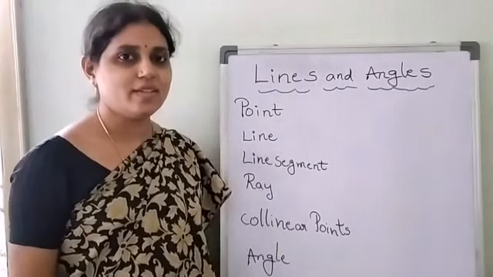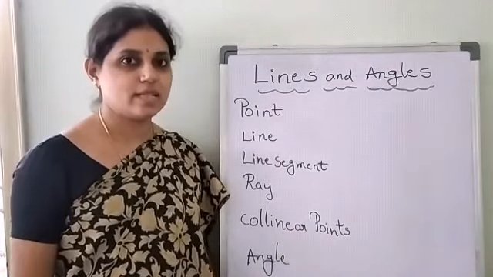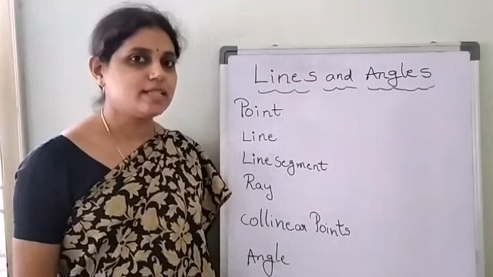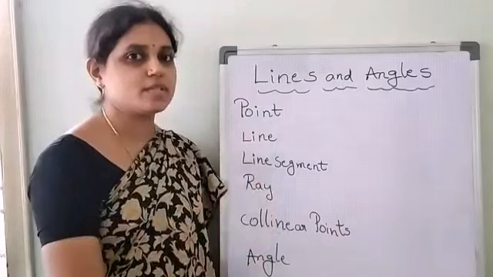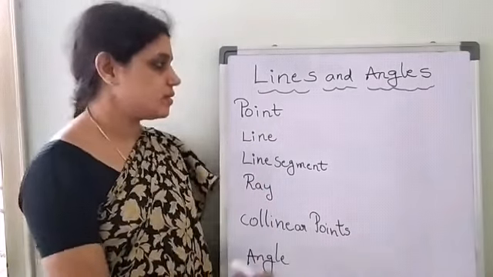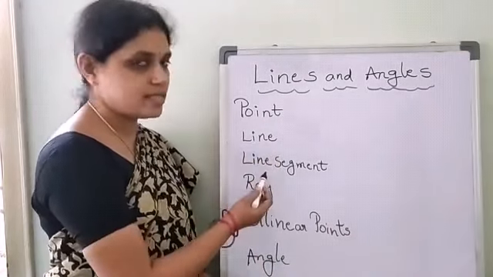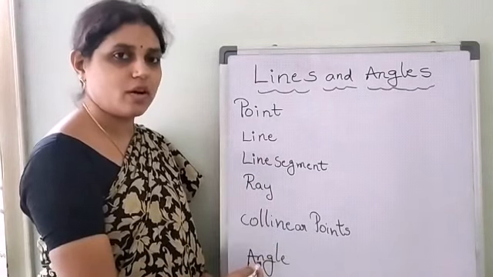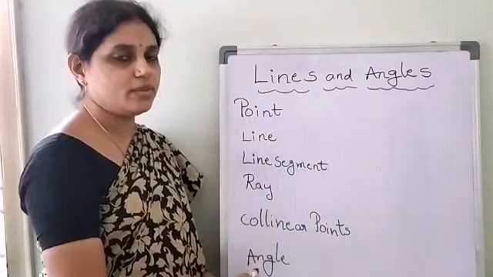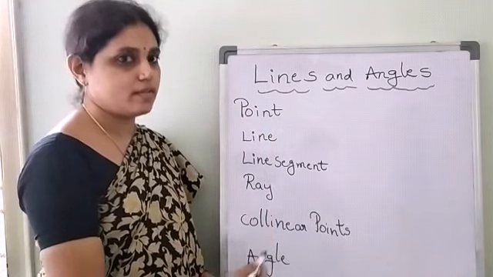Hi children, now we are going to discuss the next concept, that is 6th chapter, lines and angles. First I want to recall all the basic terms in geometry. Those are point, line, line segment, ray, collinear points, angle. These are all terms you already know, but I want to recall once.